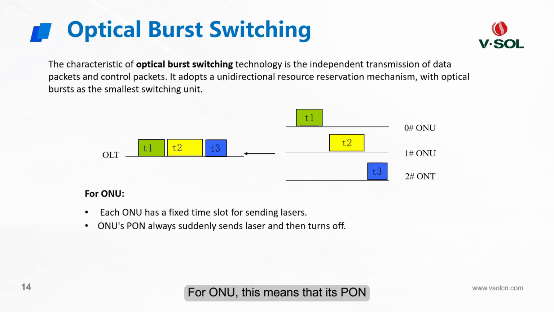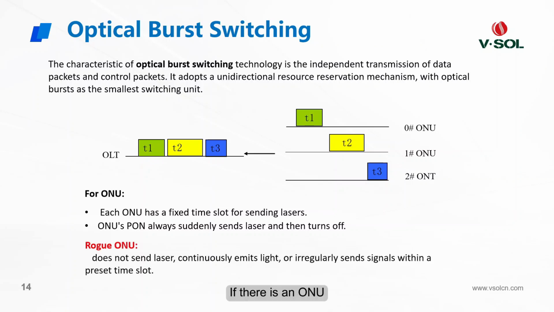For ONU, this means that its PON can only send laser within a fixed time slot. So ONU always suddenly sends laser and then turns off. If there is an ONU that is not in its own time slot but produces laser, it will affect the work and even registration of other ONUs under the same PON port. This type of ONU is what we call rogue ONU.